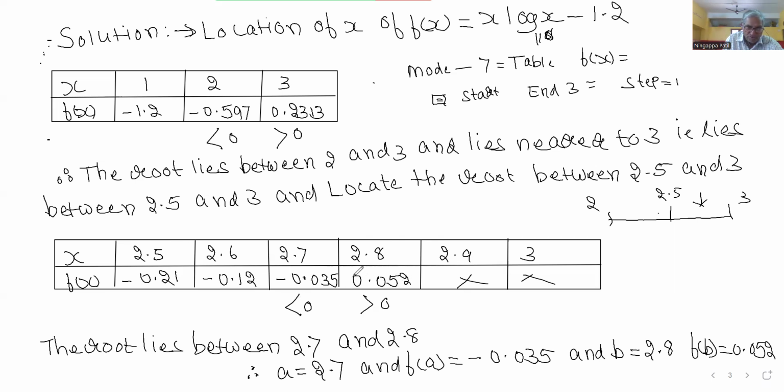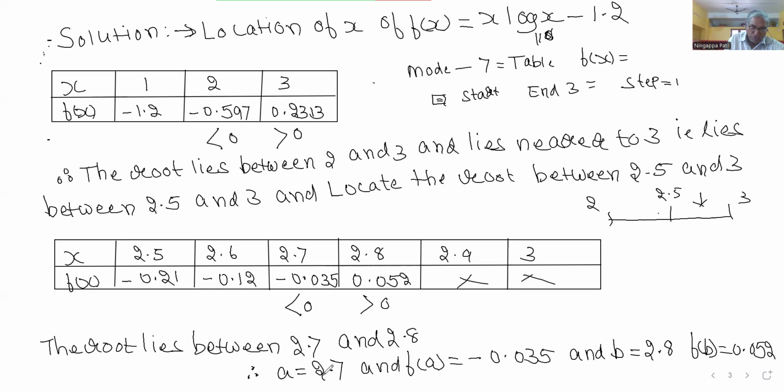This is less than 0, this is greater than 0. The root lies between 2.7 and 2.8. And for 2.9 and 3, those three values are there, simply leave them, not necessary for your calculation. Then the root lies between 2.7 and 2.8. Now you can use the regula falsi method.